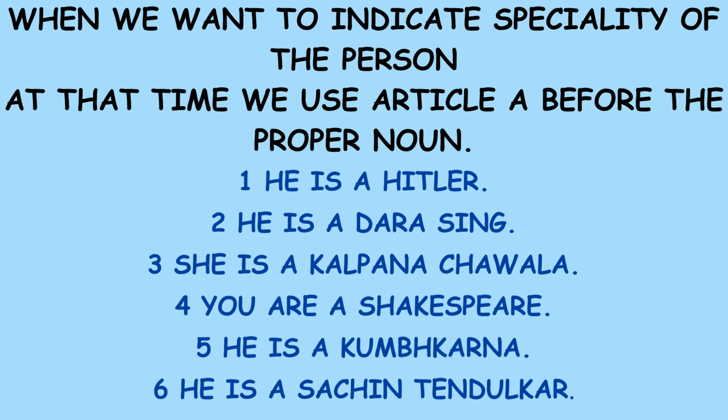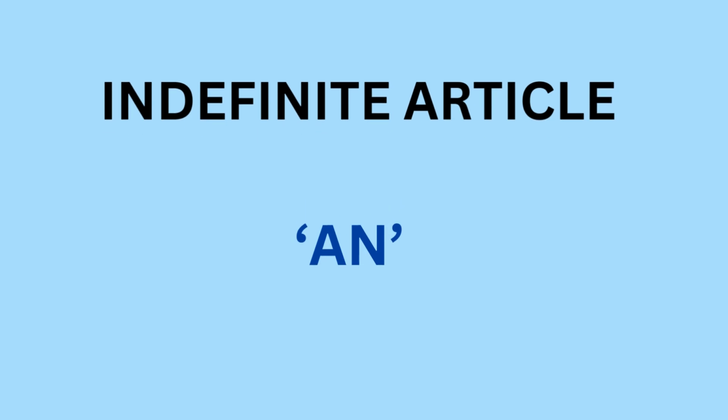So here what do we mean by these examples? That we are talking about some speciality of a person, or we want to compare that person with some eminent personality like Hitler, Kalpana Chawla, Dara Singh, Shakespeare, or Sachin Tendulkar, right? So here when we want to mention the speciality of the person, we use article a. Yes, and then next we come to article an.